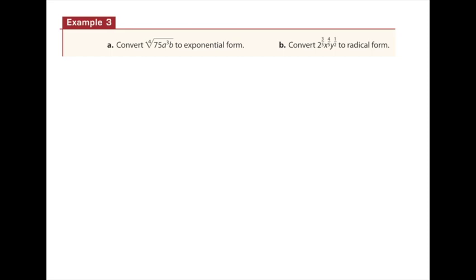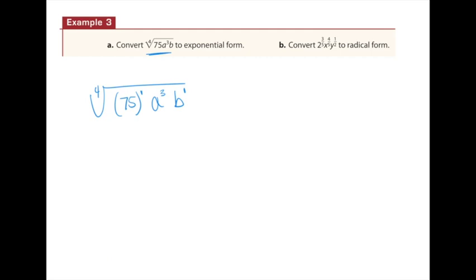It wants us to take the radical and change it to exponents, and then take the exponents and change them back to radicals. So for this one, I have to look at all the individual pieces. This is the 4th root of 75, and that is 75 to the 1st power. The root of A is to the 3rd power, and the root of B is to the 1st power. So they're not all going to have the same fractions here.